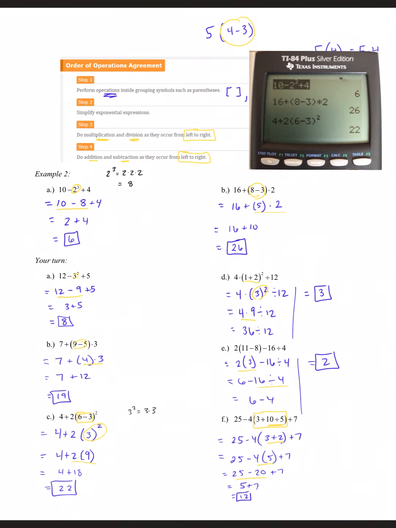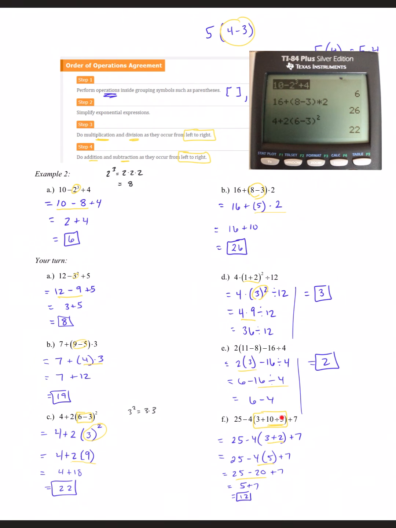Now, letter F, you have to be very careful. We see that we have these grouping symbols of parentheses, but now we have 2 operations inside of that. We have addition and division. So you have to figure out, do we add first or divide? Well, going by the order of operations, we do multiplication, division first. So within the grouping symbols, we still have to apply the order of operations.